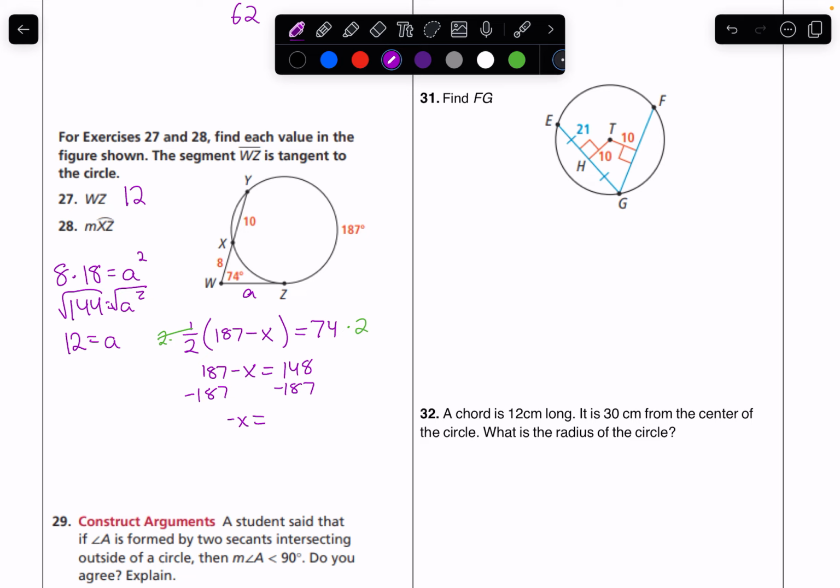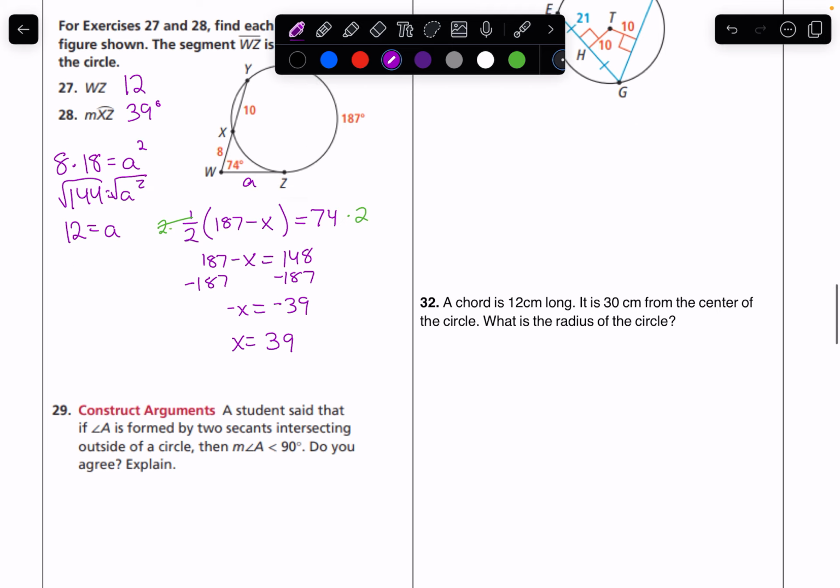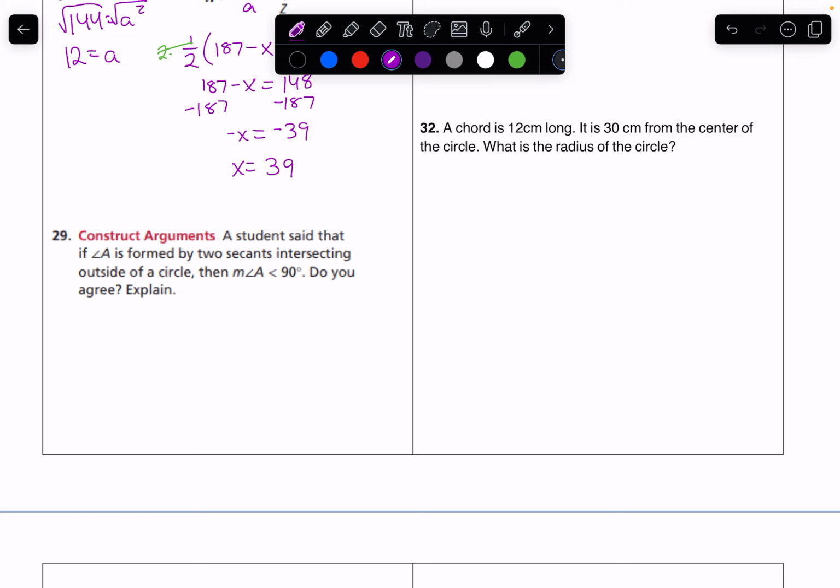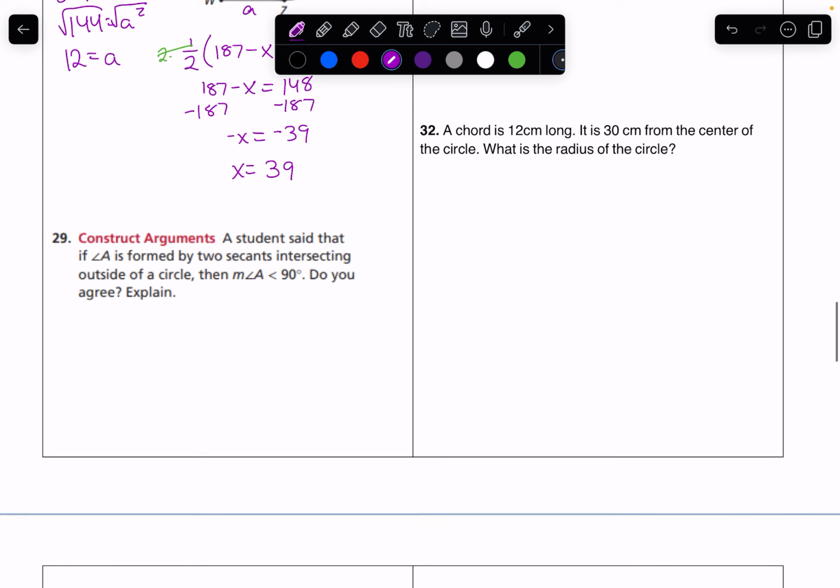Negative x equals negative 39, so x equals 39. That arc is 39 degrees. Number 29, a student said that if angle A is formed by two secants intersecting outside of a circle, then the measure of angle A is equal to 90. Let's draw this because it doesn't make any sense in my head right now.